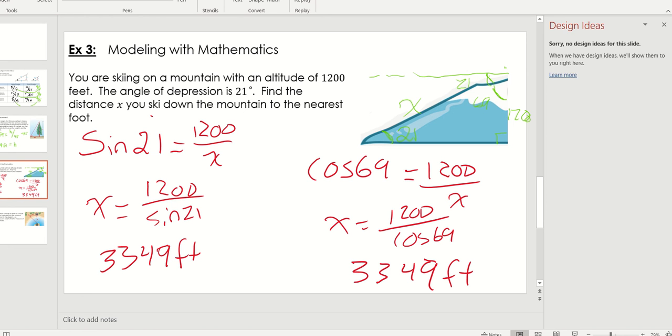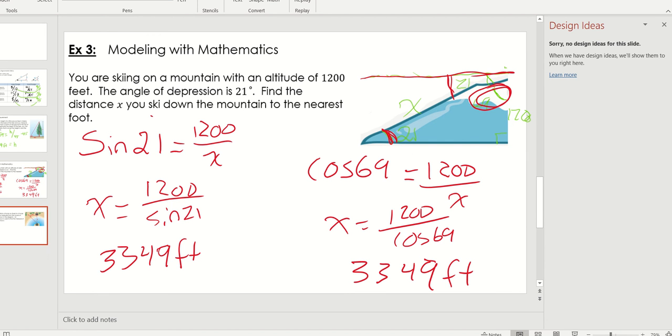The most common mistake with angle of depression and angle of elevation is that people think this angle up here is the angle of depression. It's not. It's off of the horizontal. And it's equal to the angle of elevation. Just looking up.